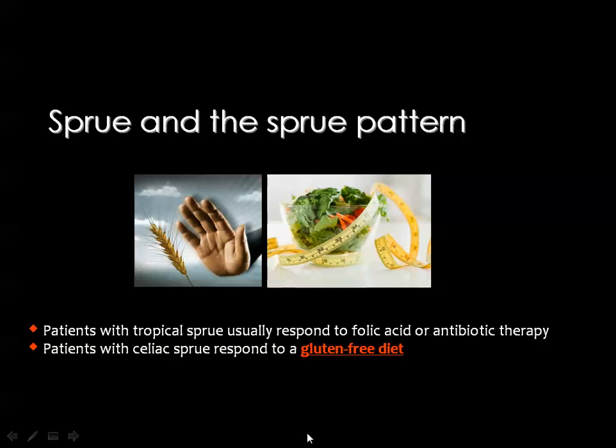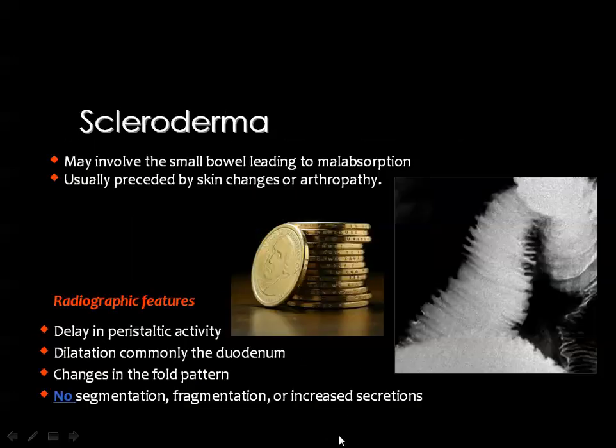Then you remember patients with tropical sprue, this is an infection, are treated by antibiotic therapy and folic acid therapy as well, while patients with celiac sprue will respond to a gluten-free diet.